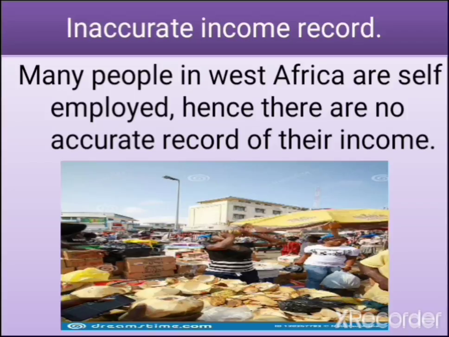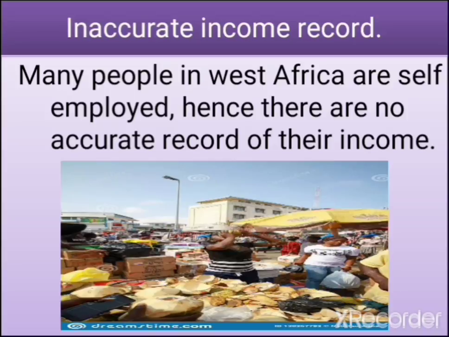Inaccurate income record. Many people in West Africa are self-employed, hence there are no accurate records of their income. Look at it. That woman that is selling foodstuff in front of your house, at the end of the year, can you go and tell the woman to give you an account of all her profits? She does not keep account. So what does this simply mean?